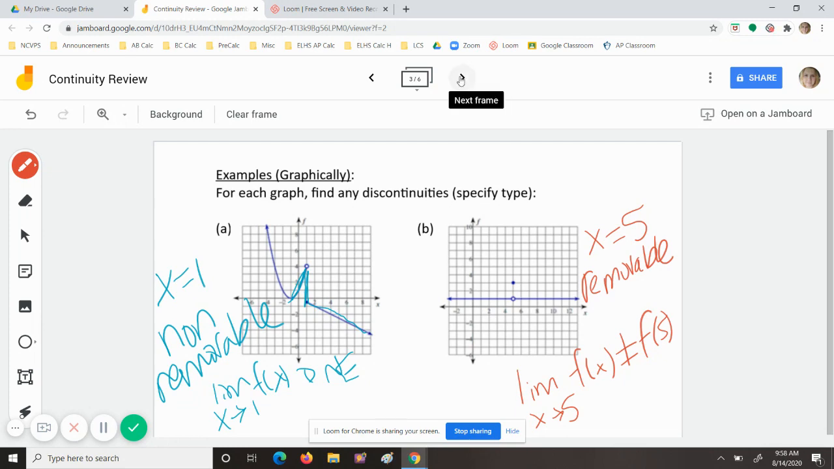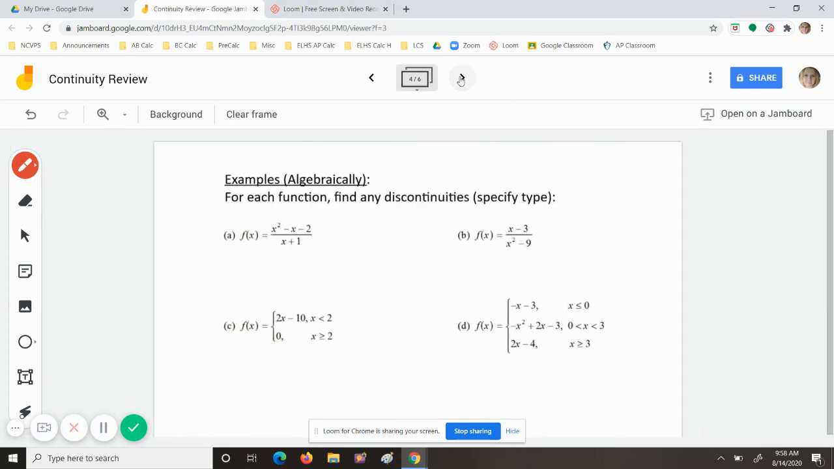All right, so that was taking a look graphically. Now let's take a look algebraically. So A and B are pretty similar. They're both rational functions. Let's talk about what can happen here. Anytime you have a rational function, so you have the fraction, anything that's going to make the bottom equal to 0, you're going to have a discontinuity there.